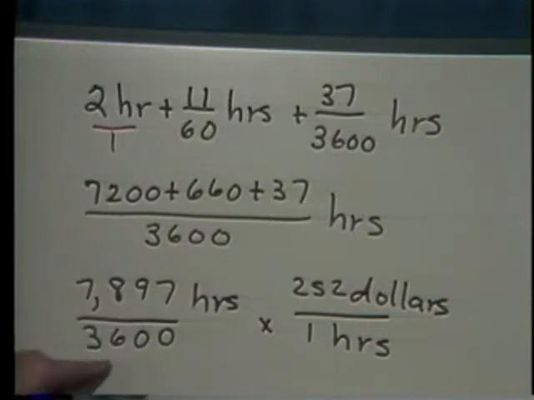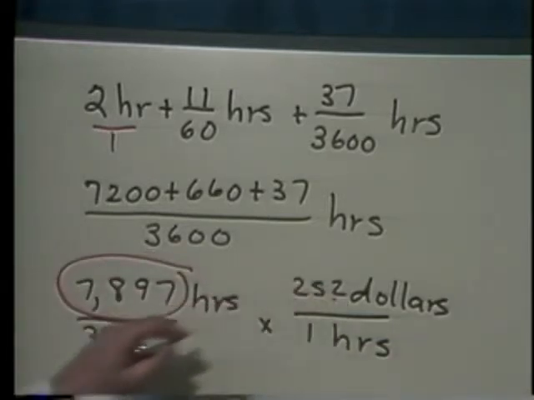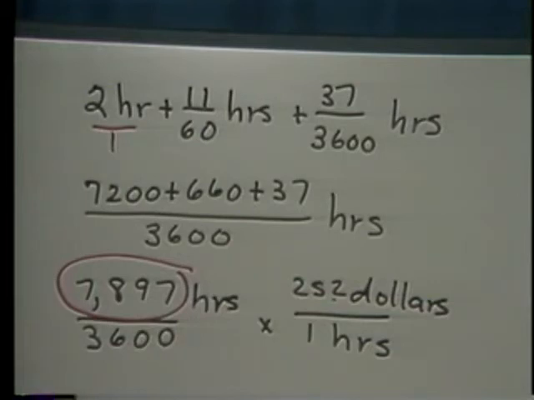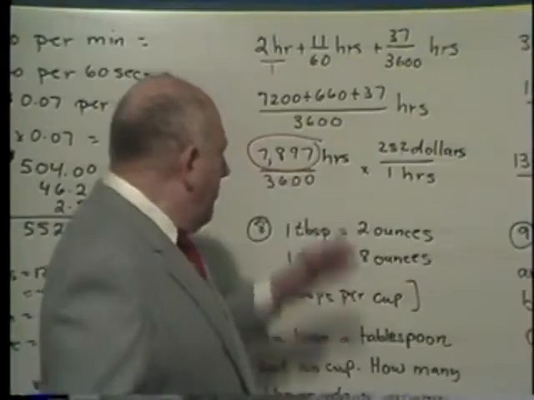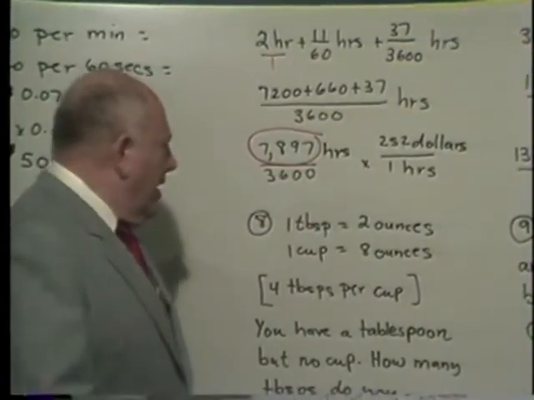Now the answer is going to be this many hours at $252 per hour. And by the way, if you ignored this part and just divided this by this, that's where you would get your 7 cents per second. But you see all the different ways of doing this problem? Okay, let's go on. We've got a few more to do.